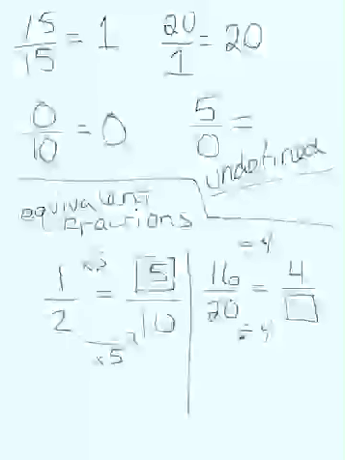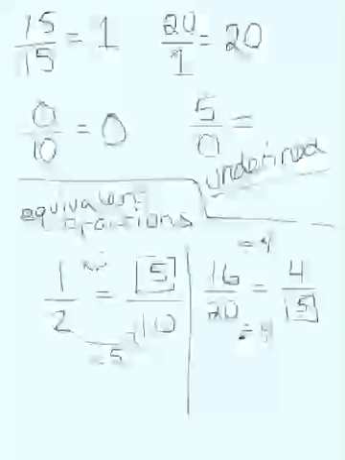Which is what? So my answer to this one would be 4/5. Make sense? Those are the easier types, as long as you know your multiplication tables.